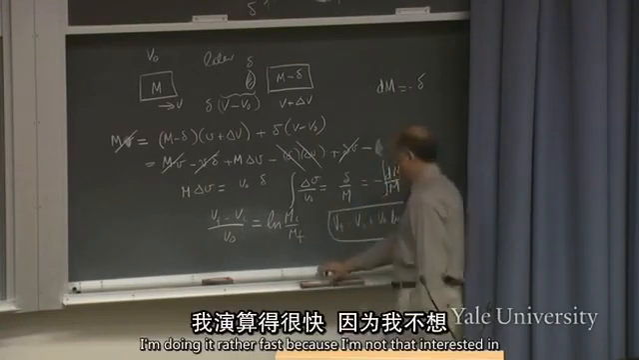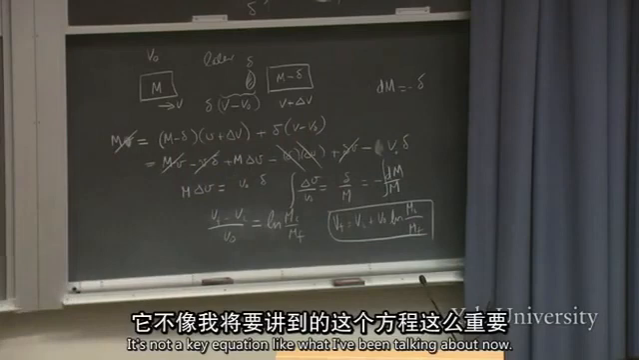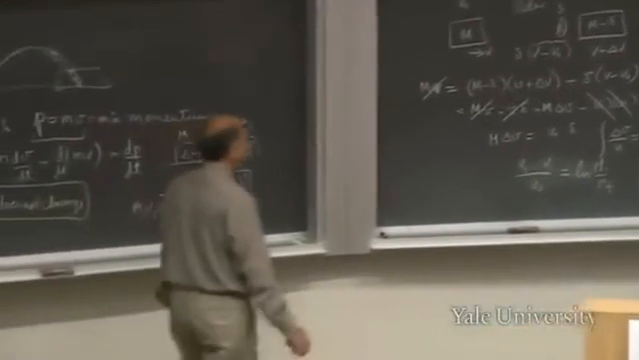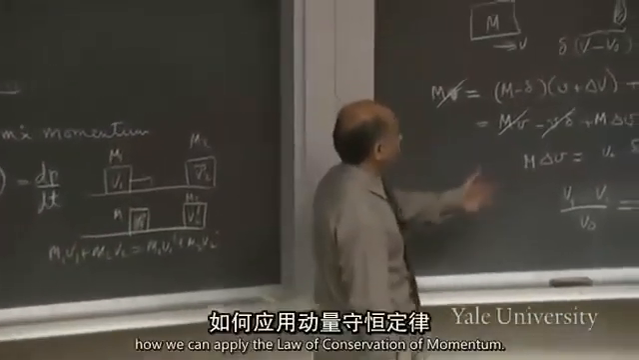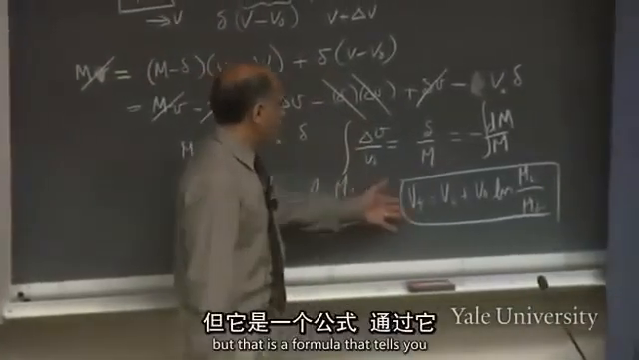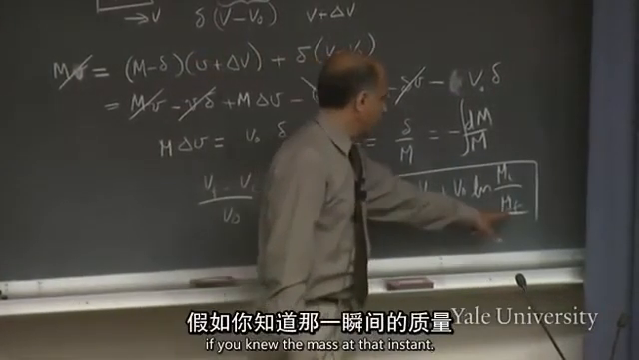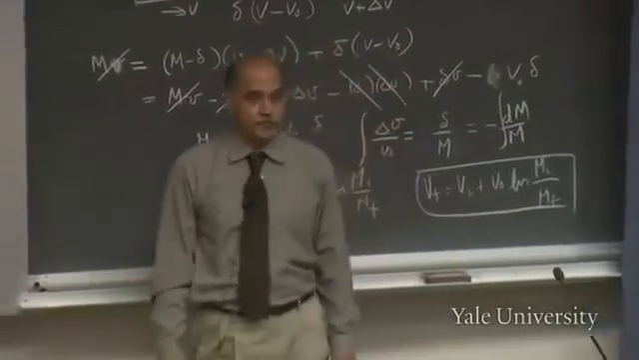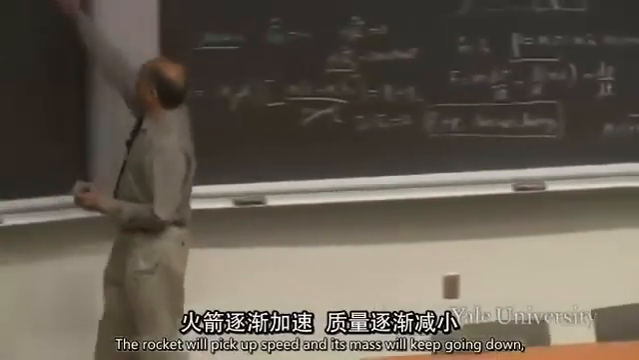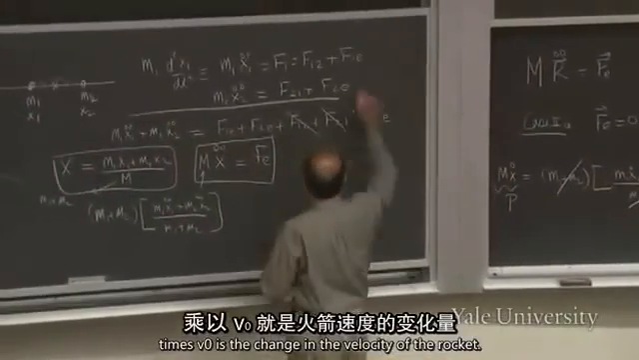I'm doing it rather fast because I'm not that interested in following this equation any further. It's not a key equation like what I've been talking about now. So this is just to show you how we can apply the law of conservation of momentum. I'm not going to hold you responsible in any great detail for the derivation, but there is a formula that tells you the velocity of the rocket at any instant if you knew the mass at that instant. The rocket will pick up speed and its mass will keep going down, and the log of the mass before to the mass after times v0 is the change in the velocity of the rocket.